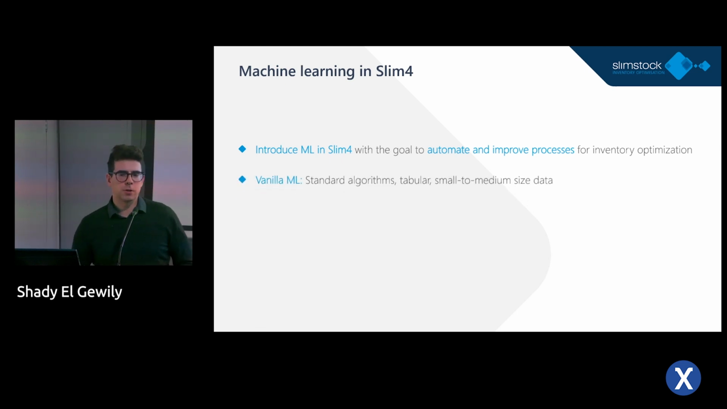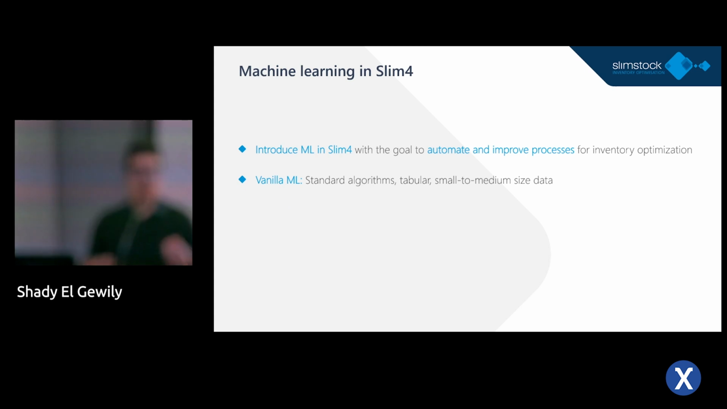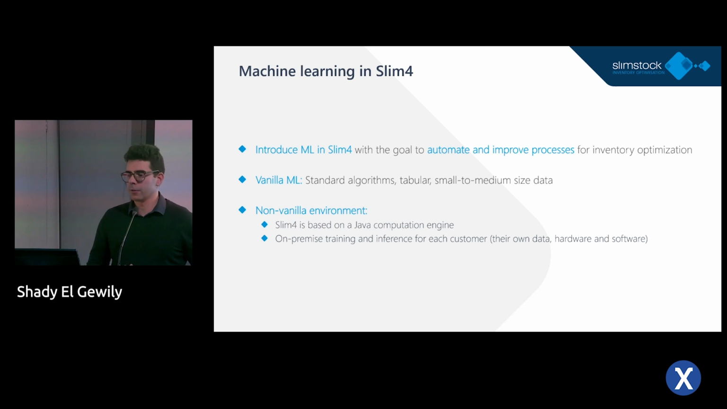Now, we are working with what I would like to call vanilla machine learning. Standard algorithms, nothing too fancy or complicated, tabular and small to medium-sized data. But we are working in a very non-vanilla environment, partly because Slim4 is based on a Java computation engine, and that Java program has existed for 30 years. So it's not a greenfield project. We have all kinds of constraints we have to take into consideration when developing the new machine learning functionality.